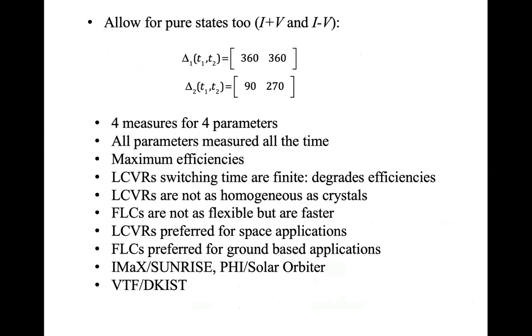It allows you to actually produce I plus V and I minus V, or I plus Q and I minus Q, I plus U and I minus U, which is what IBIS is doing. So these are the benefits, that there are no zeros, they are always giving you the maximum efficiencies.